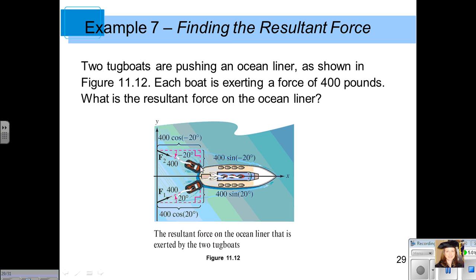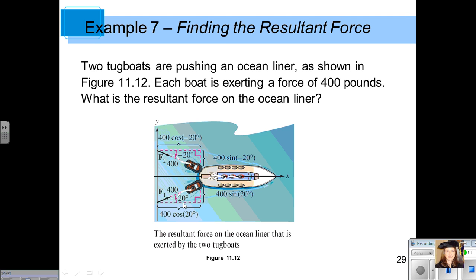Now we have to look at this diagram to have an idea of how we can determine the components of the two forces and be able to add those together to find the resultant force. Now F1 you see is 400 pounds of force. That little tugboat is pushing with 400 pounds of force at an angle of 20 degrees above the positive x-axis. Now this is in degree mode, so make sure that if you're doing these on your calculator that you change the mode to degree mode.